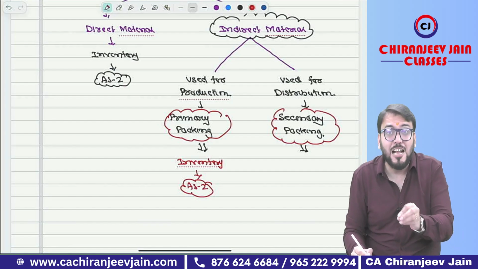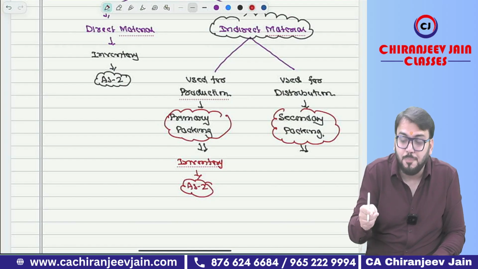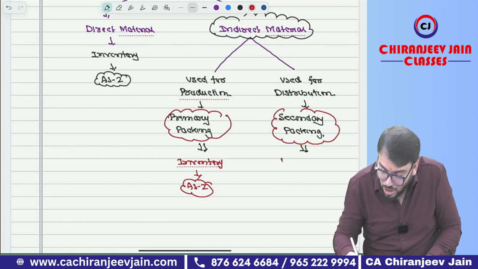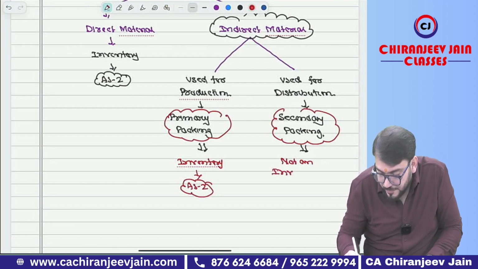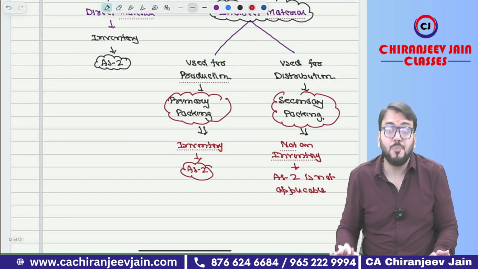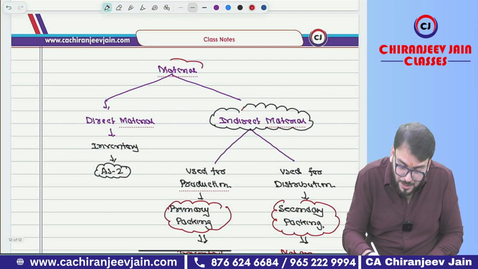But any item which is held for distribution is not inventory, because this is not held for consumption in the process of production. This is held for consumption in the process of distribution. Therefore, it is not an inventory, and AS 2 is not applicable. Got this point? Have you understood this point? Are you able to understand?